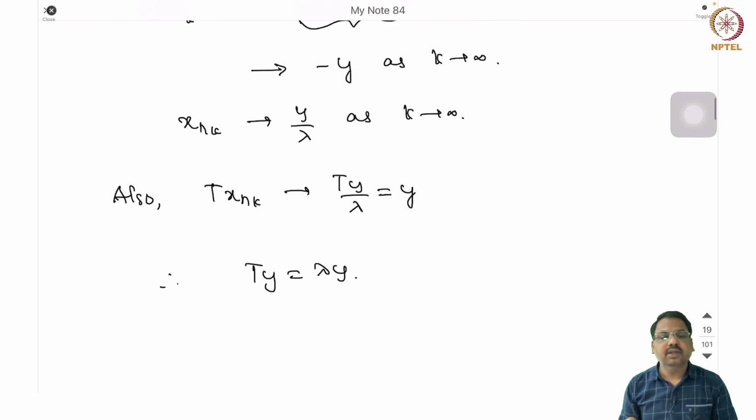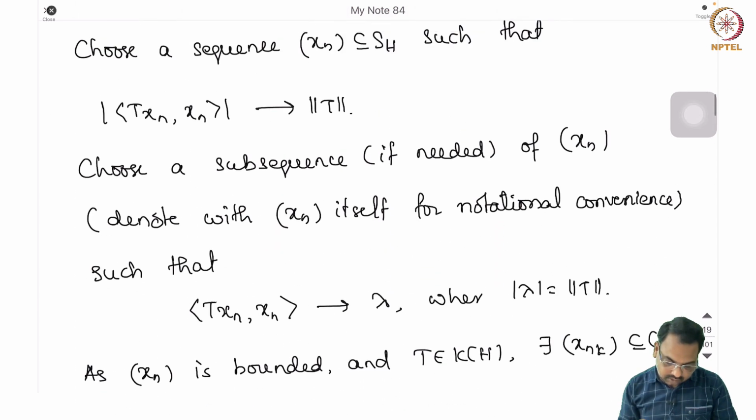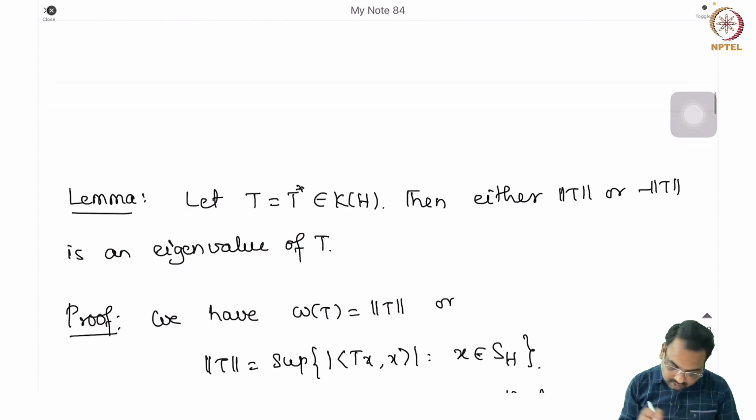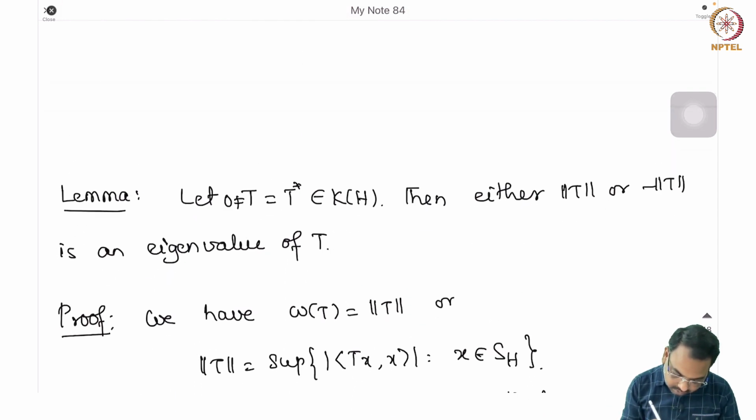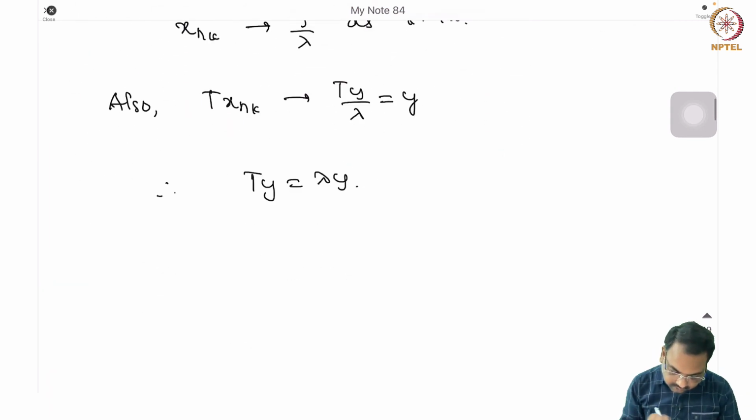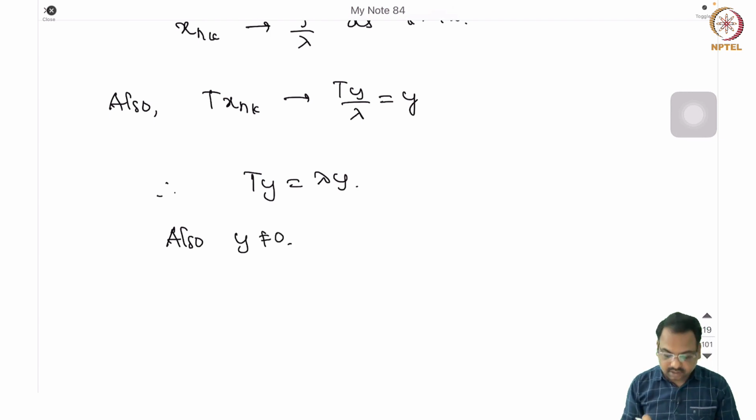So we can ask whether y is 0 or not. If y is 0, then T xnk converges to 0, and xnk also converges to 0, so inner product T xnk with xnk converges to 0. But we know that this limit is lambda, where mod lambda is norm T. In that case T becomes the 0 operator. But we are looking at a non-zero operator, so let us take T to be non-zero, and we can conclude that y is non-zero. That means we got lambda to be an eigenvalue and y the corresponding eigenvector.